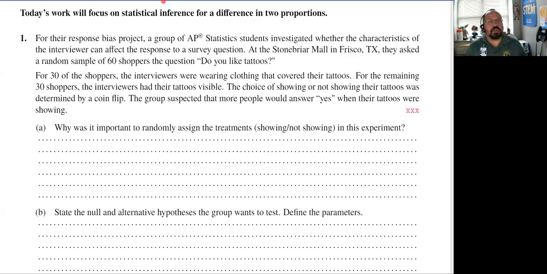Okay, so our work today is going to focus on statistical inference for a difference in two proportions.